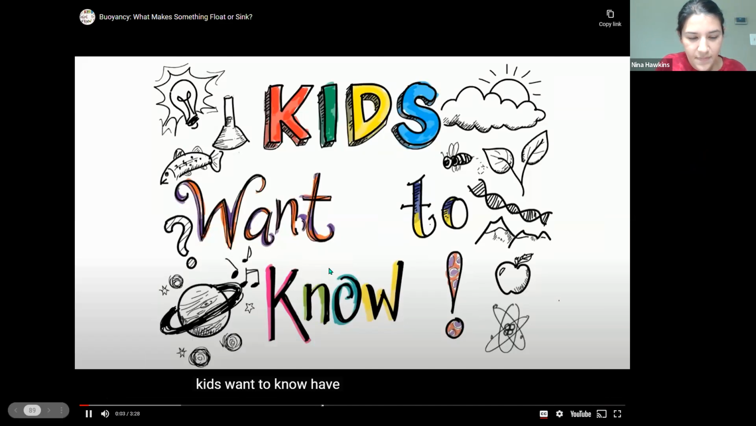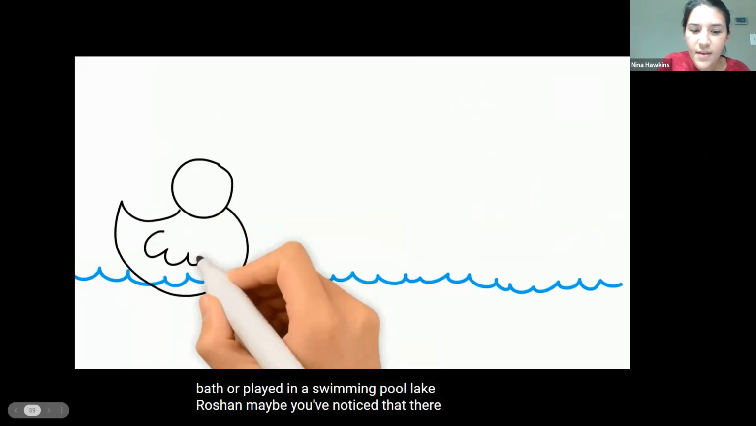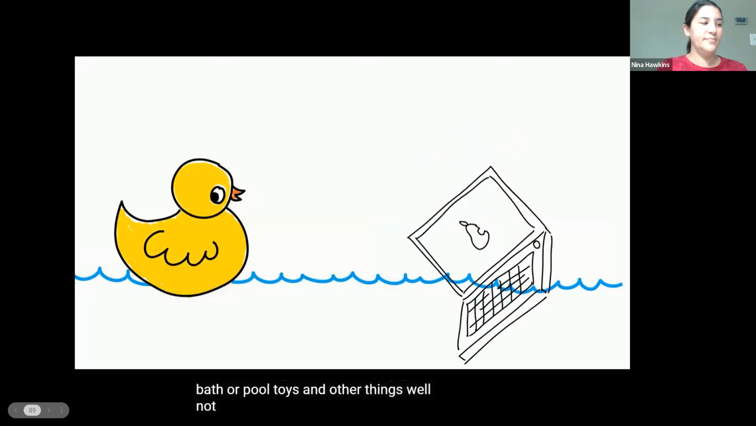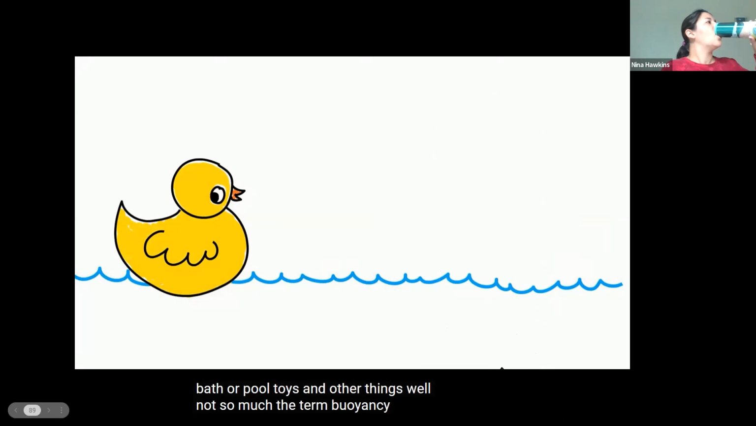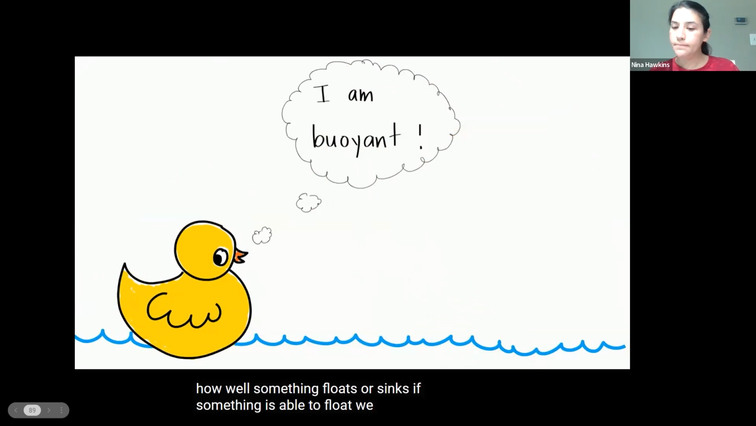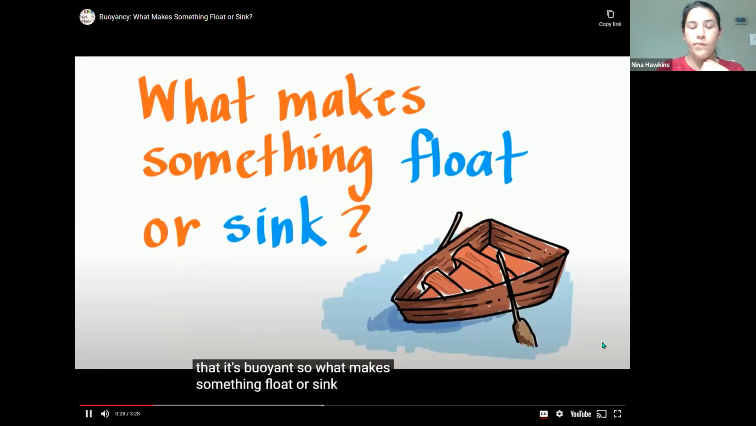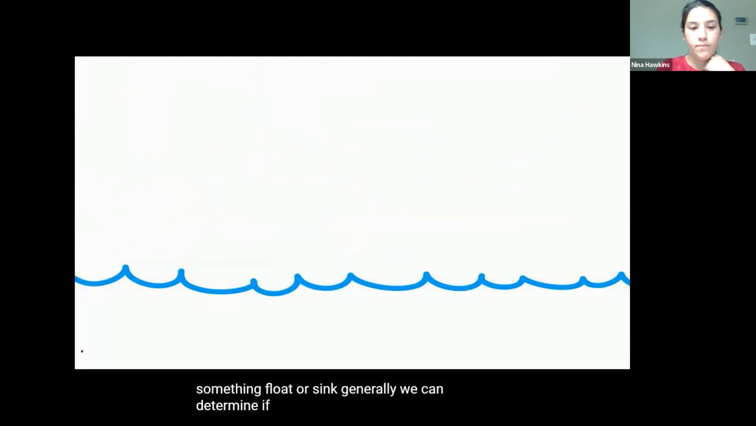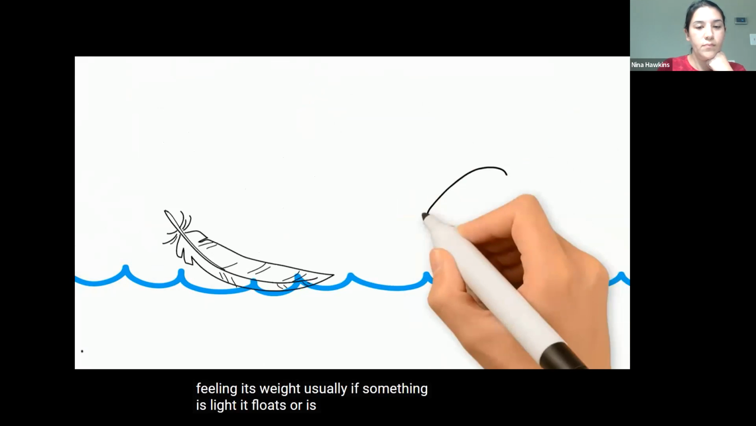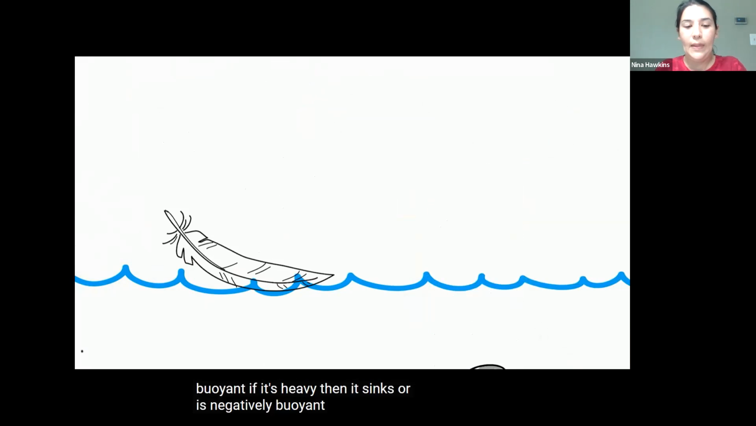Have you ever taken a bath or played in a swimming pool, lake, or ocean? Maybe you've noticed that there are some things that make really good bath or pool toys, and other things, well, not so much. The term buoyancy refers to how well something floats or sinks. If something is able to float, we would say that it's buoyant. So, what makes something float or sink? Generally, we can determine if something can float by feeling its weight. Usually, if something is light, it floats or is positively buoyant. If it's heavy, then it sinks or is negatively buoyant.